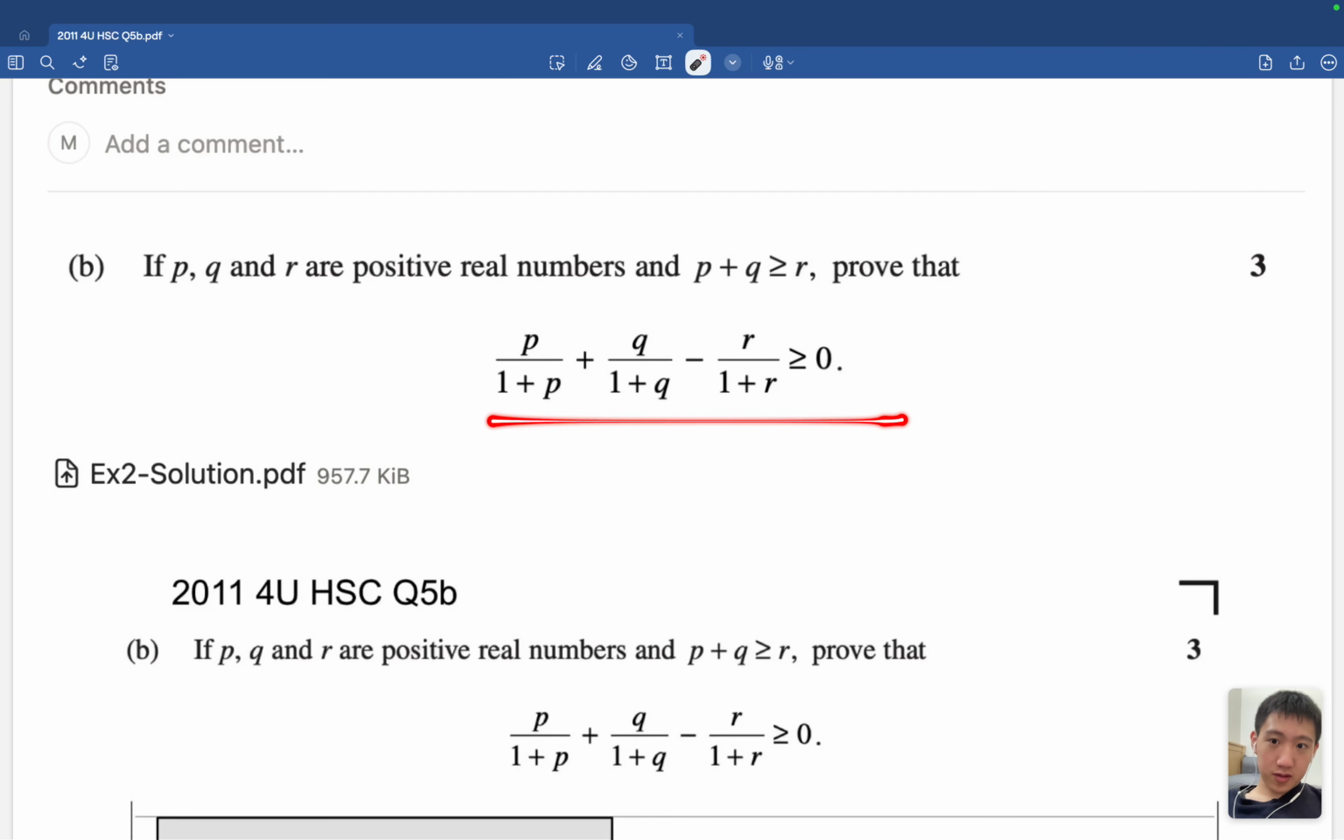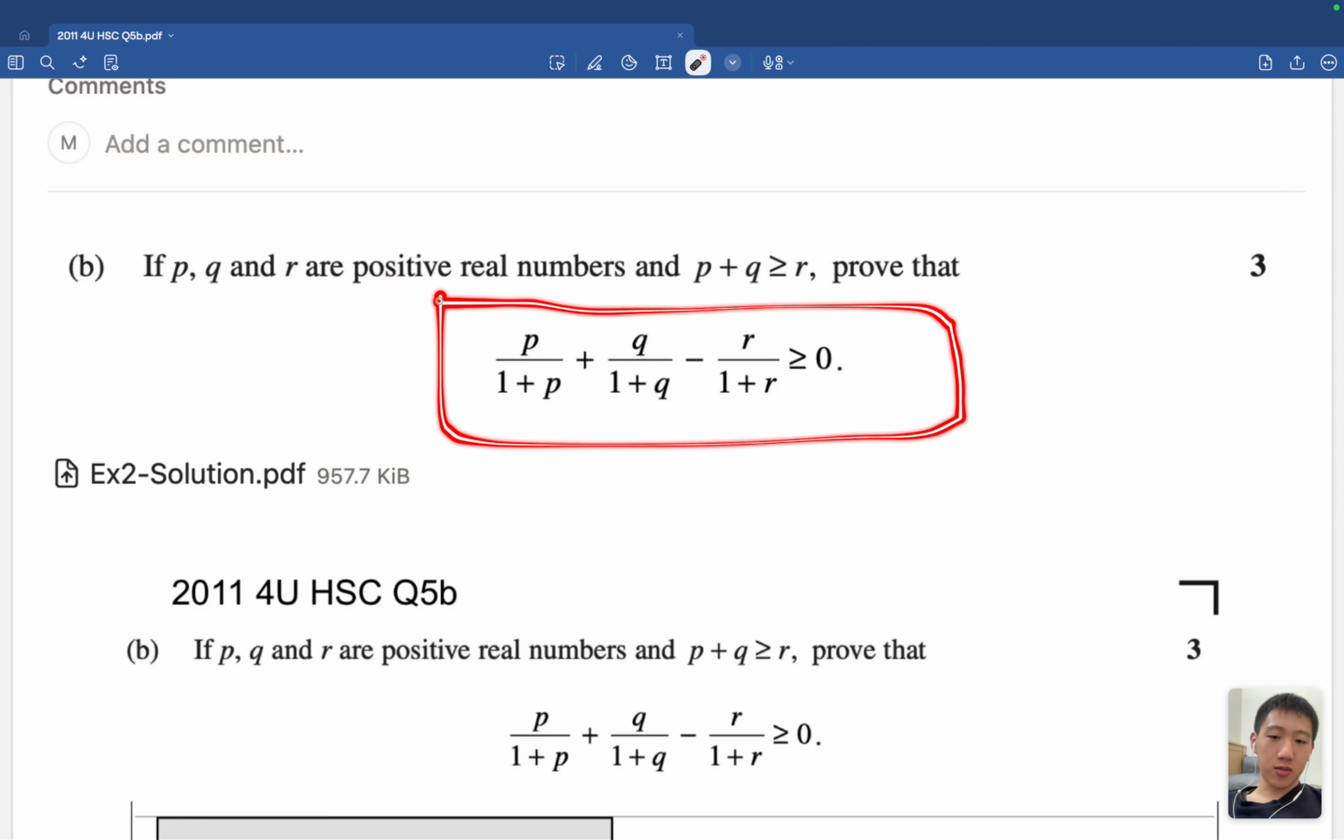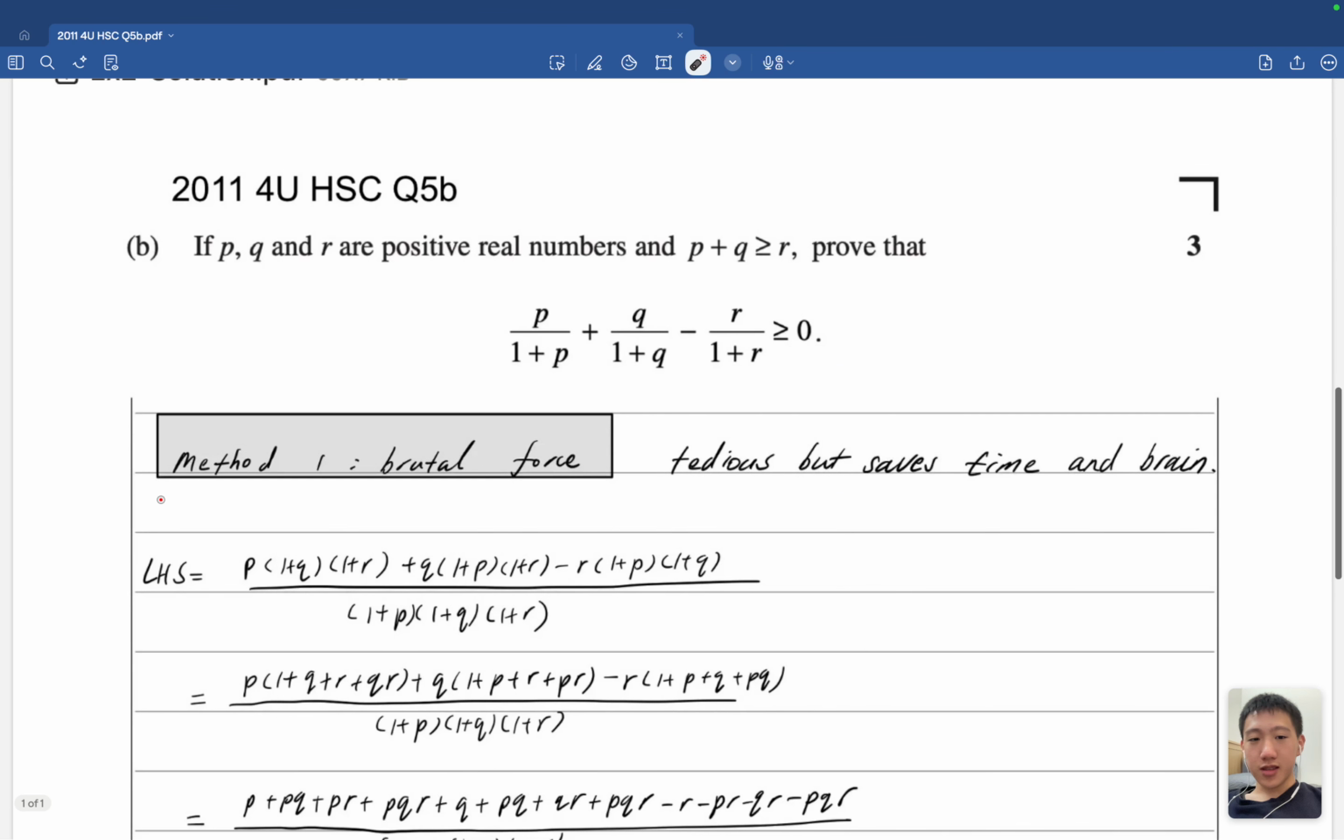And if you've done enough questions, your first instinct would be brute force because the workload is manageable. Just make sure they have the common denominator. Method 1, brute force, is tedious, but it saves time. And if you want to think of a smart way, you don't necessarily know if there is a smart way or not. So this is the safest way, and this is what I will recommend you to do in the exam.